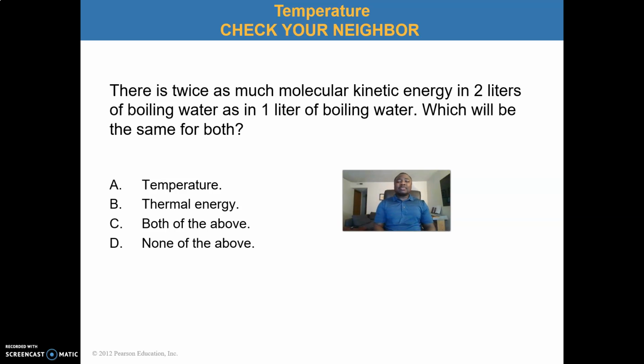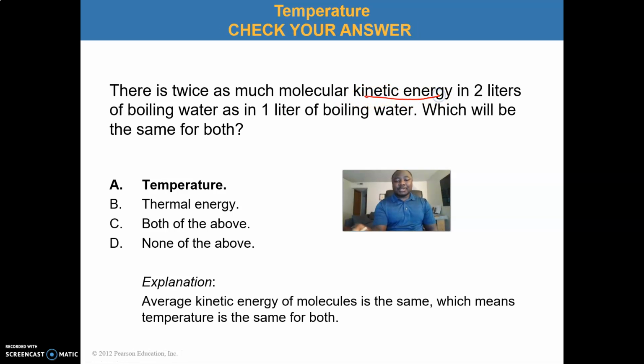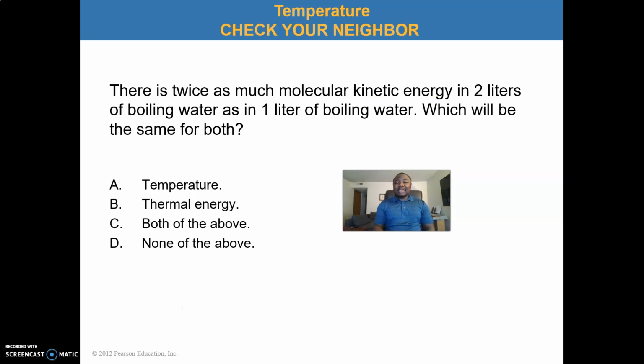Now there is twice as much molecular kinetic energy in 2 liters of boiling water as in 1 liter of boiling water, which will be the same for both. There is twice as much molecular kinetic energy. So we're talking about the molecular kinetic energy. Anyway, we're talking about molecular kinetic energy.